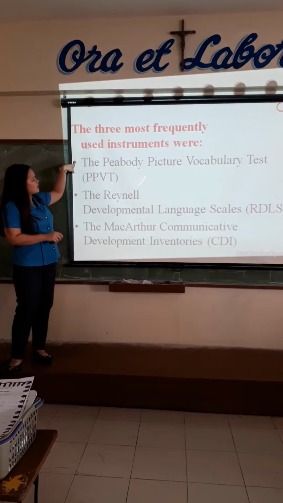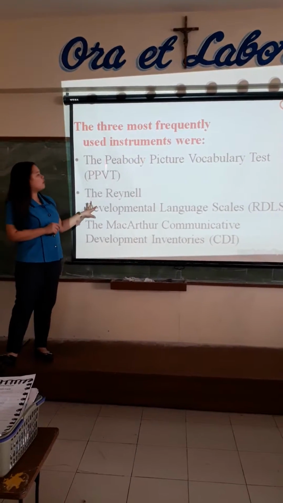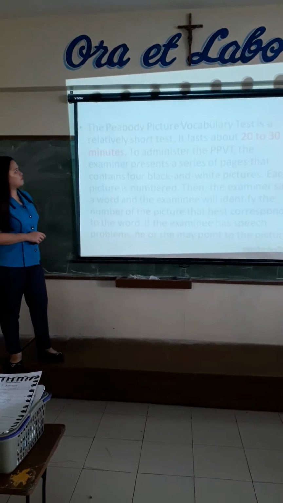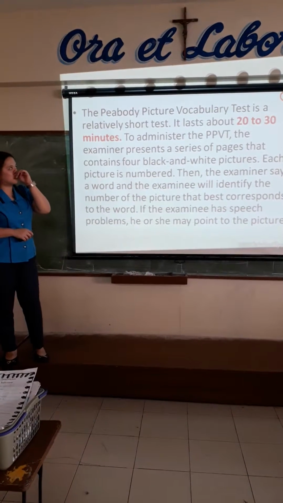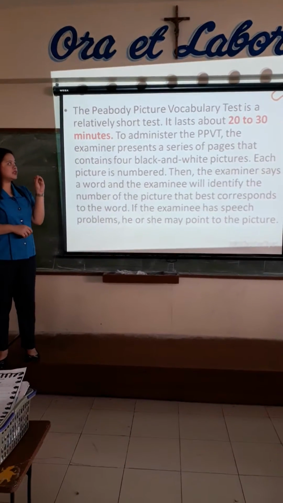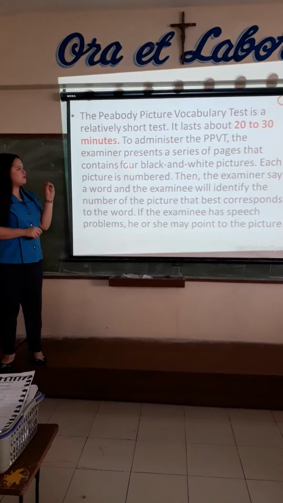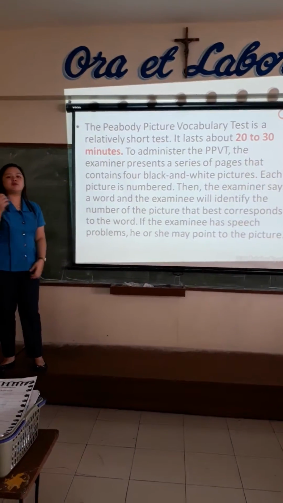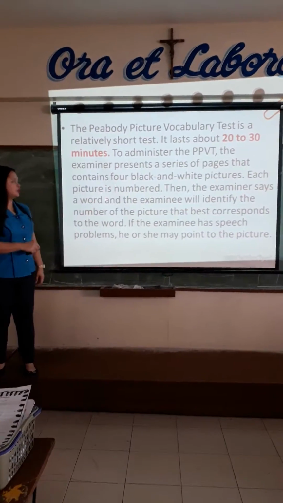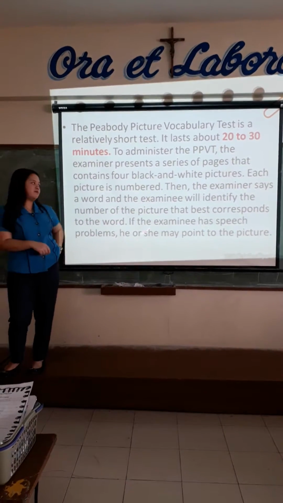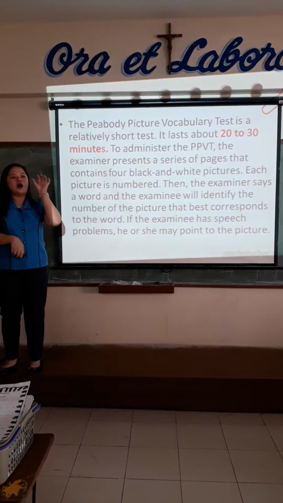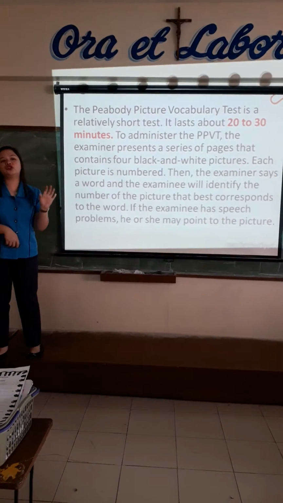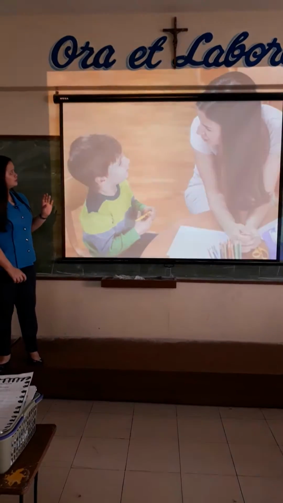So first, let's try to understand what is PPVT. The Peabody Picture Vocabulary Test, or PPVT, is a relatively short test. It will last about 20 to 30 minutes. To administer the PPVT, the examiner presents a series of pages that contain 4 black and white pictures, and each picture is numbered. Then the examiner says a word, and the student will identify the number of the picture. It is like a question and answer, but the students will look for a black and white picture, and she or he will be able to determine what that picture is all about.